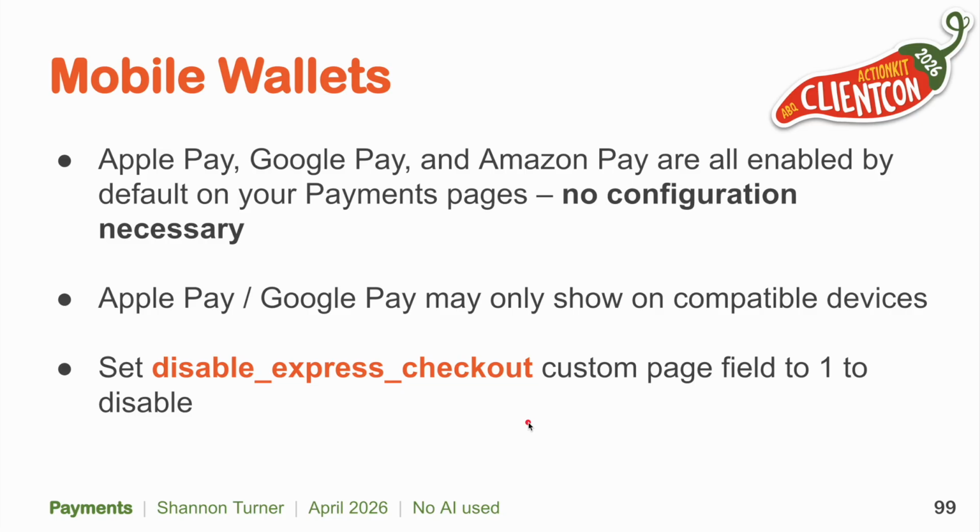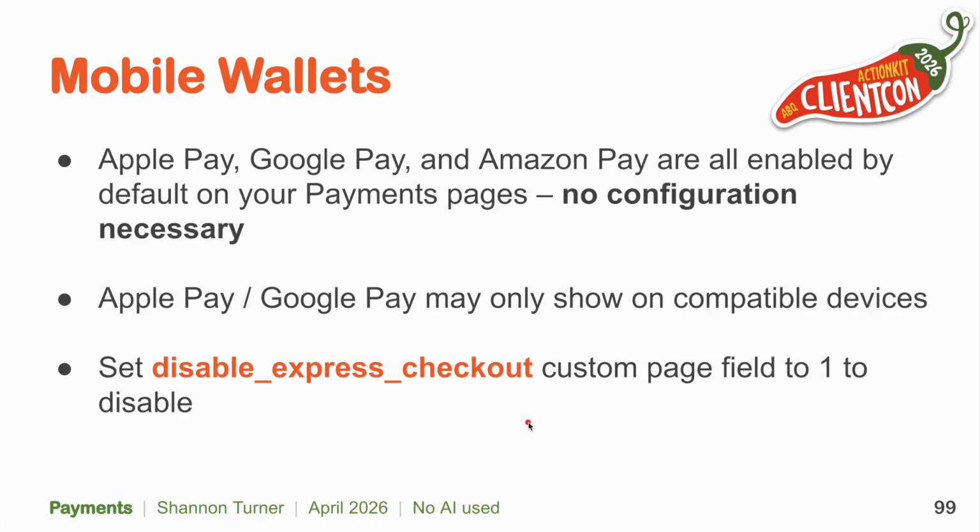Next up, I want to talk about mobile wallets. And this refers to third-party processors like Apple Pay and Google Pay. These are enabled on your payments pages by default. There's nothing you need to do in order to use these right now to collect your donations. It's all set up for you. Just keep in mind that the buttons may only show on compatible devices.